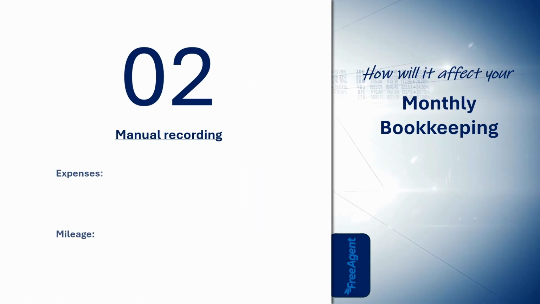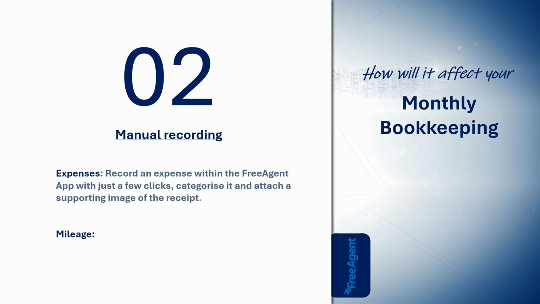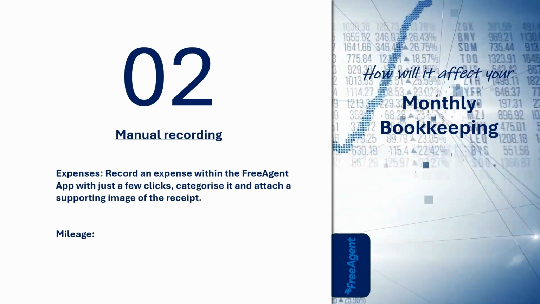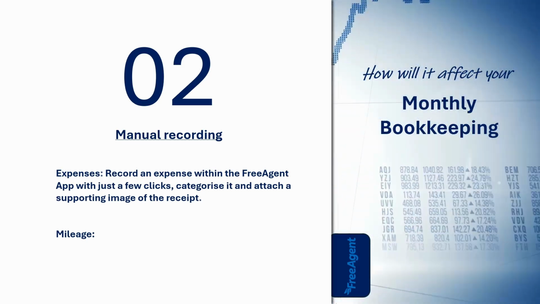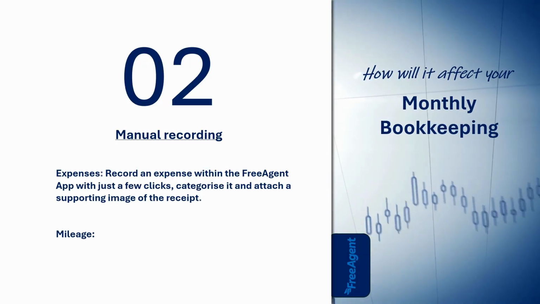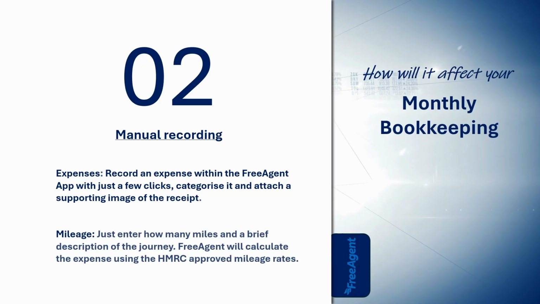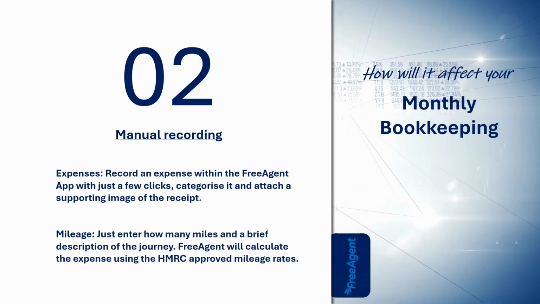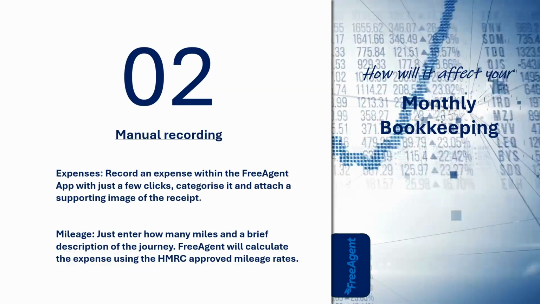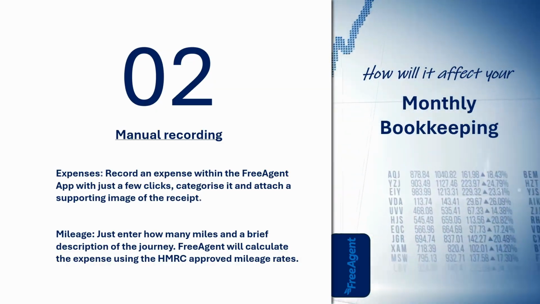You can add any additional expenses or mileage claims manually. Record an expense within the Free Agent app with just a few clicks, categorize it and attach a supporting image of the receipt. For any business miles, just enter how many miles and a brief description of the journey. Free Agent will calculate the expense using the HMRC approved mileage rates.